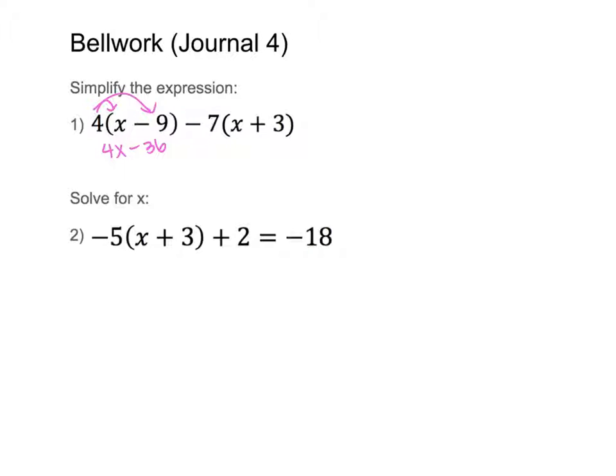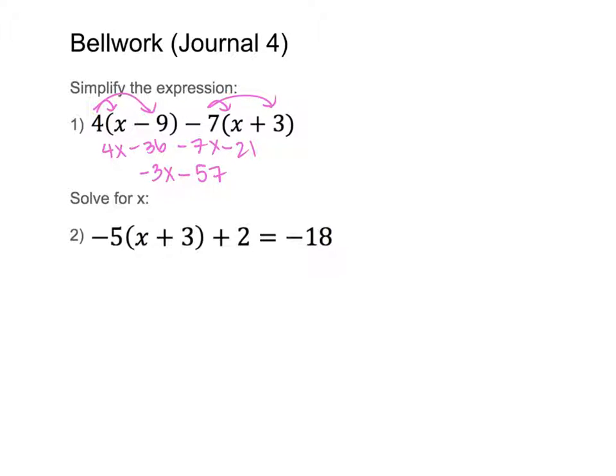And then here I have a negative 7 in front of this parentheses, right? So because it's a negative, remember we distribute that entire thing. We distribute with the sign. So we have negative 7x minus 21. And so when I'm adding my x values together, 4x minus 7x is going to give me negative 3x minus, well, I have negative 36 minus 21, which is going to give me negative 57.